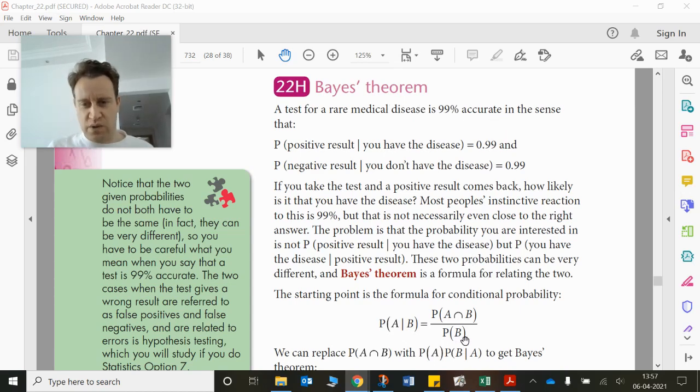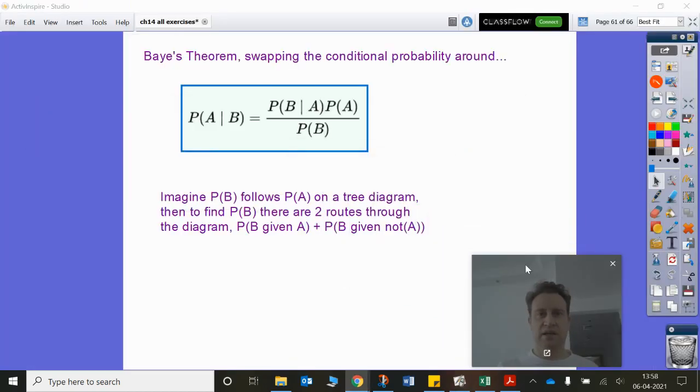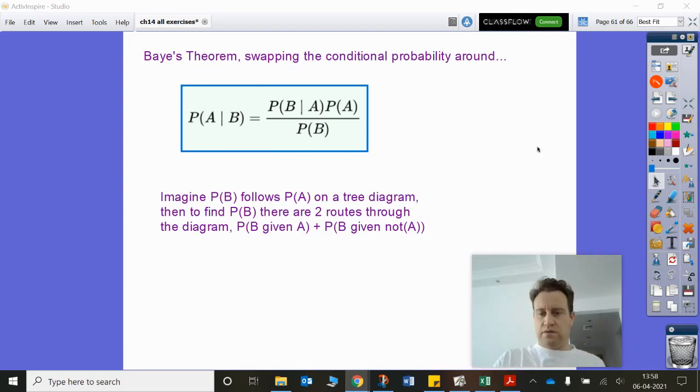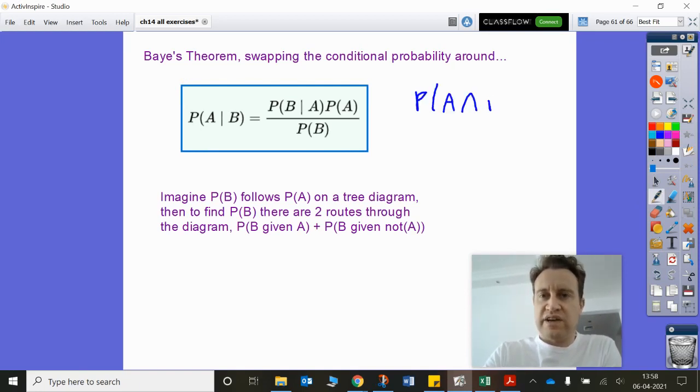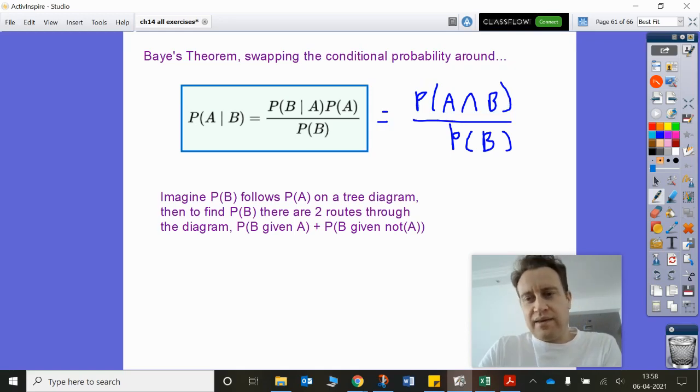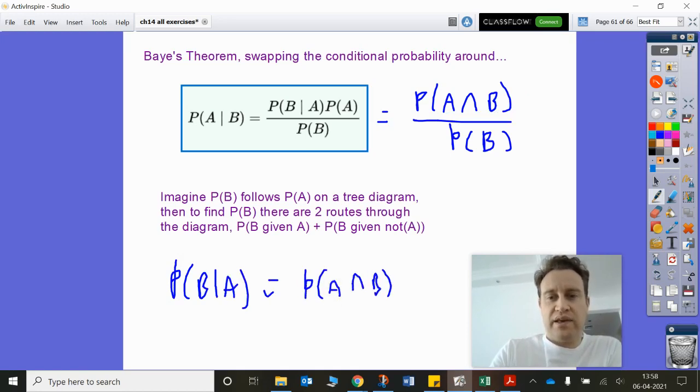Well, I'll come to that in a second, because let's just tell you what it is to start off with. It's essentially turning around the conditional probabilities. So if you look at this, we're saying, what's the probability of A given B? Well, that's the probability of A and B, intersection rather, divided by the probability of B. But what's the probability of A and B? Well, you could write another one out. The probability of B given A is equal to the probability of A and B, or B and A, intersection rather, divided by the probability of A.